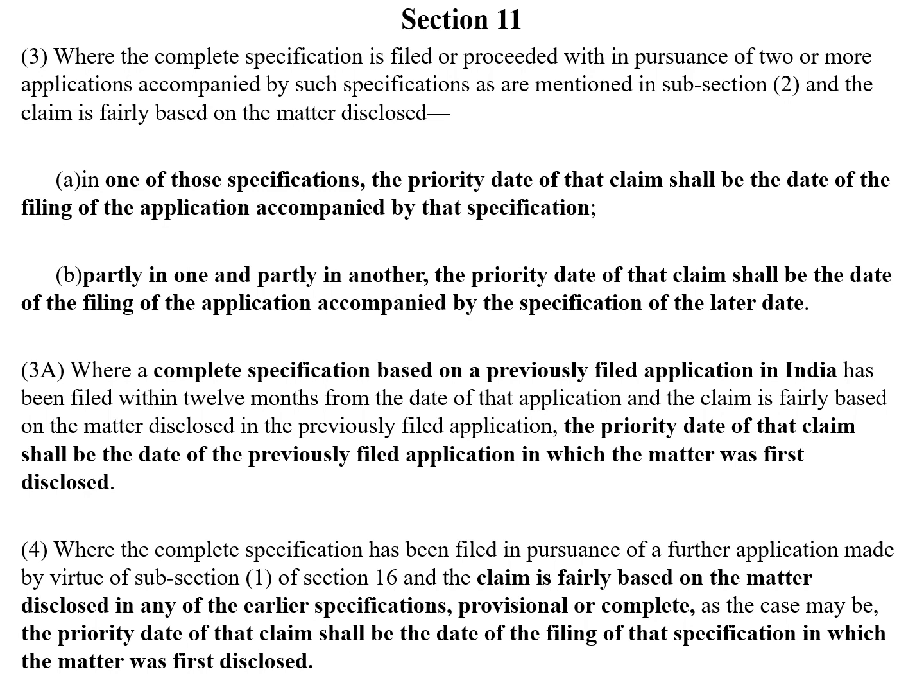If the claim is fairly based on a matter disclosed in any of the earlier specifications, provisional or complete, the priority date of that claim shall be the date of filing of that specification in which the matter was first disclosed. This is with respect to the divisional application. So here also the earliest priority date will be considered.